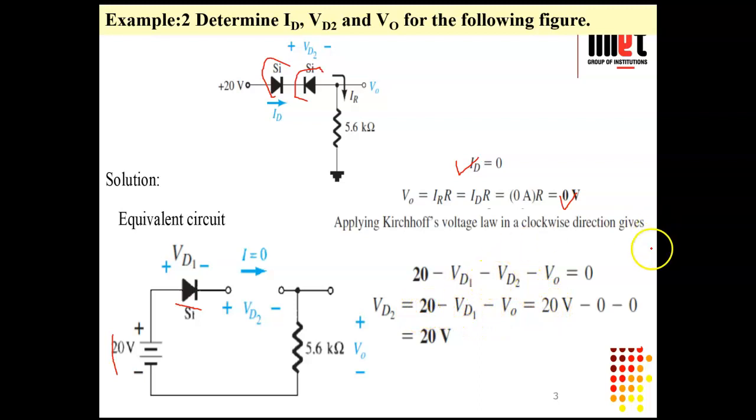Now from this equation, VD2 we take to the other side, and now 20 minus VD1 minus V naught. V naught equals 0 we have already calculated, and VD1 in the ideal case will be 0. So 20 minus all zeros, so VD2 will be 20 volt. This is how we draw the circuit accordingly and calculate all these parameters.